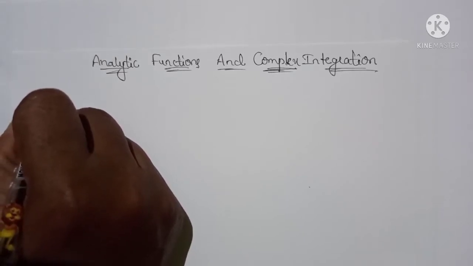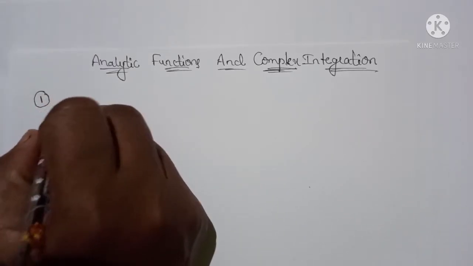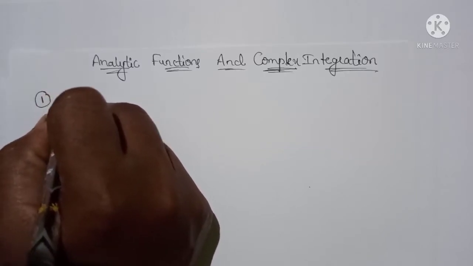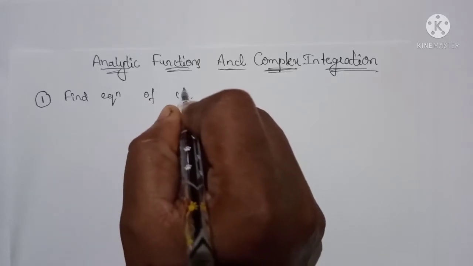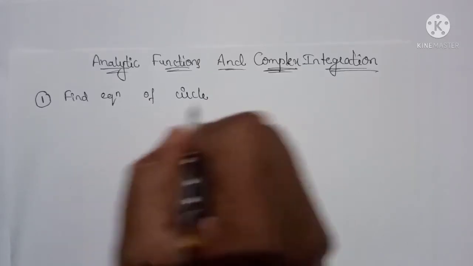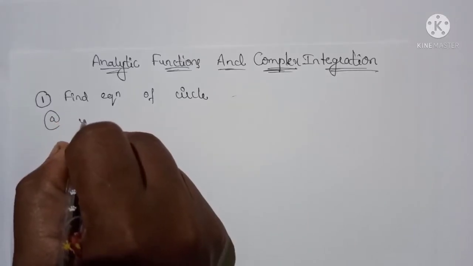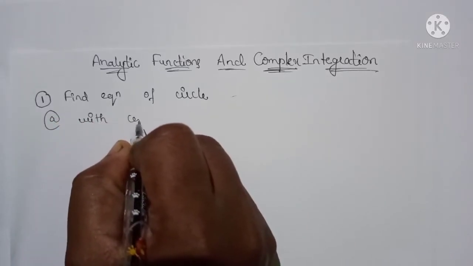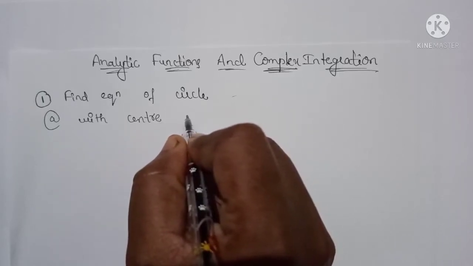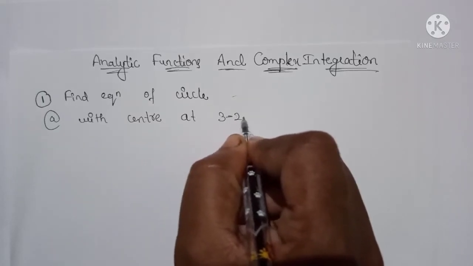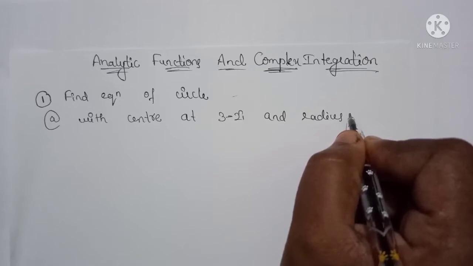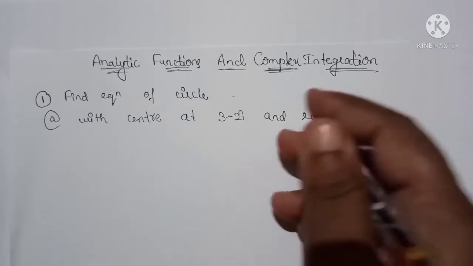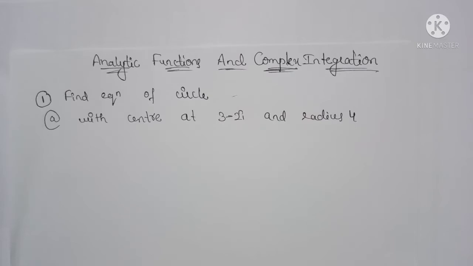First, let us consider the first example. Find the equation of circle with center at 3 minus 2i and radius 4. So this is the given quantity. Now we have to find the equation of circle by using the given.